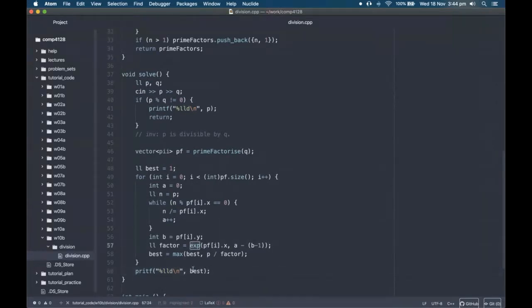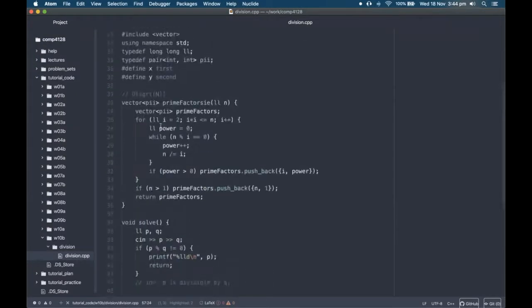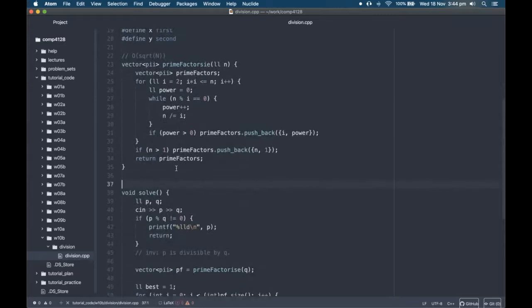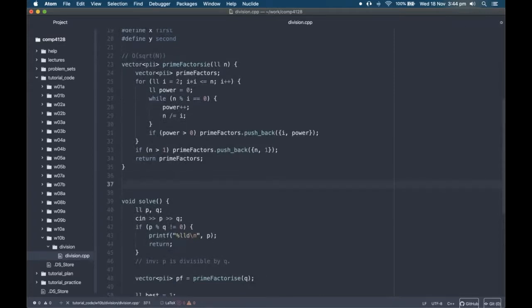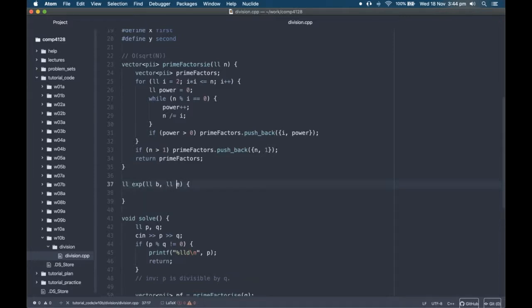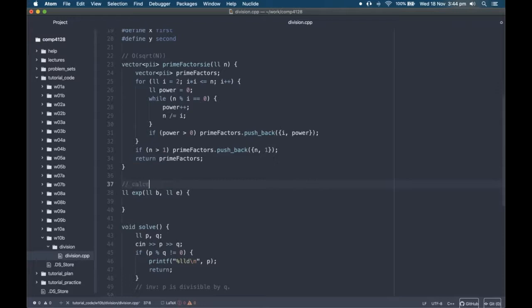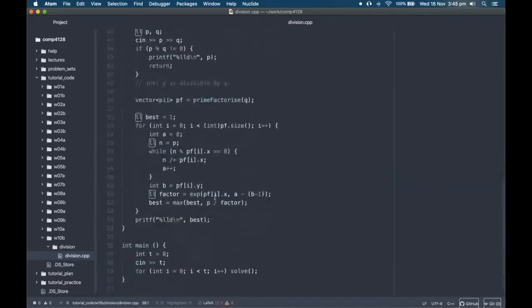Now all that remains is we need to calculate this exponential function as well. So there are sort of two ways we can do this. There's a slow way and a fast way. I guess we'll start with the slow way, which is going to be sufficient to solve this problem, but I'll show you the fast way as well. So here we're going to calculate b to the e. We know that this is going to be able to be stored in a long. There's not going to be any overflow here.